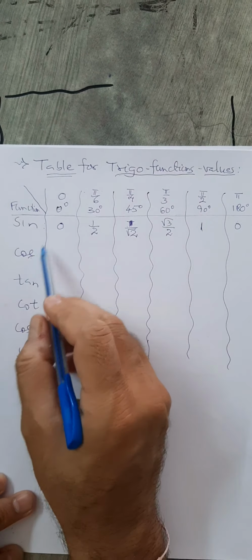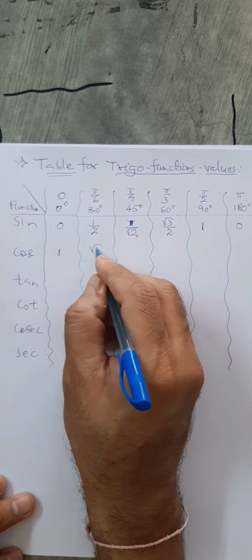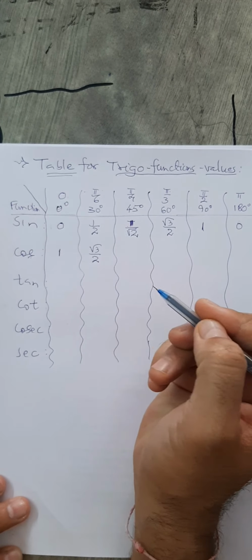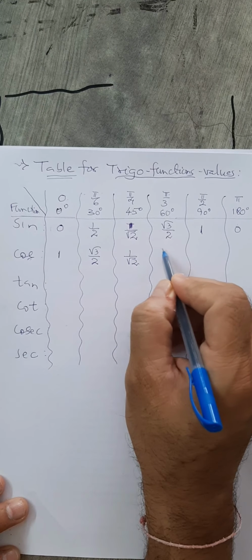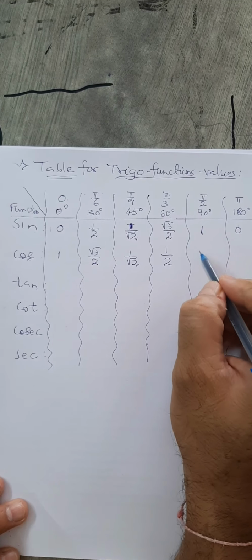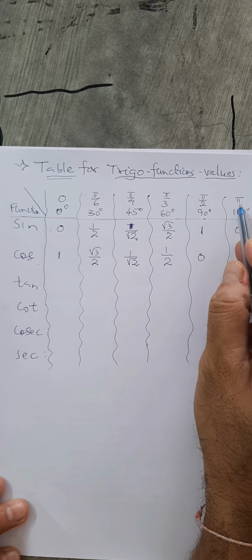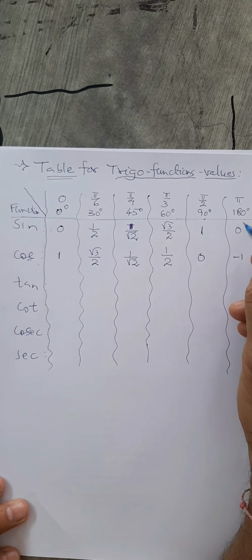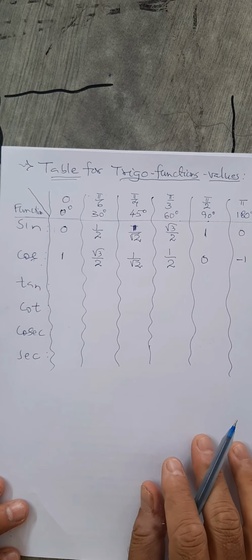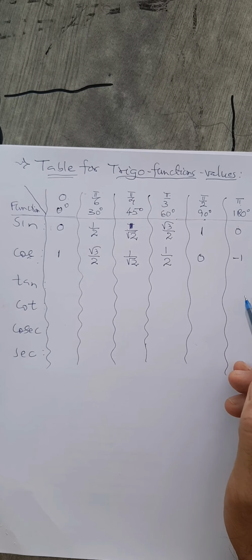Now cos 0 is 1. You know that this is root 3 by 2. This is 1 by root 2. 1 by 2. You know cos 90 is 0 here. And cos pi, you know it is minus 1. Right? Just have a look at the unit circle, you will realize. This value you can just find from the unit circle.